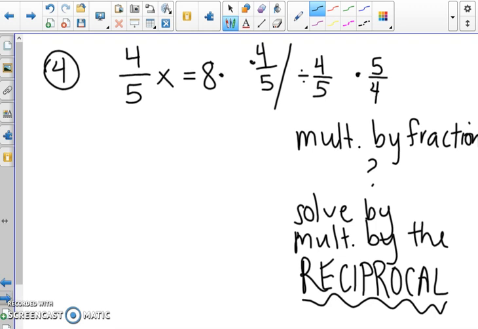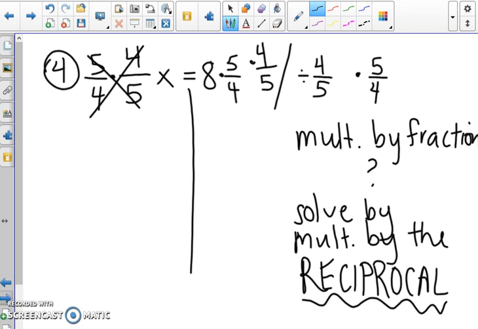So let's multiply both sides by 5 over 4. And the reason we do that is because these now cancel out. The 5s cancel, the 4 cancels. We're left with a 1, which the identity property tells us 1 times x is just x. We now have 8 times 5, which is 40 over 4. Let's simplify that. x equals 10.